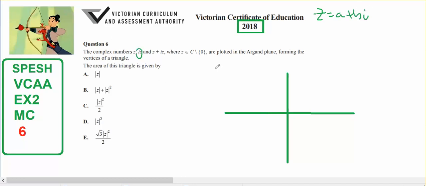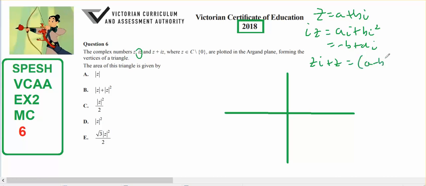That means iZ will be AI plus BI squared, which is minus B plus AI. And then we add them together. Z plus iZ will be A minus B in the real plus A plus B in the imaginary.